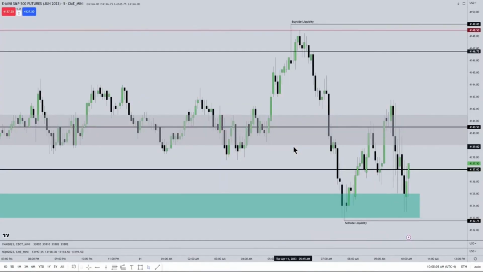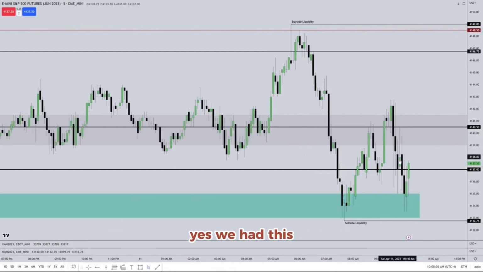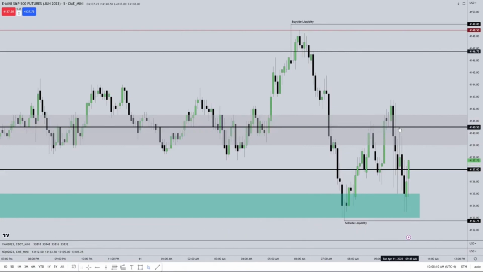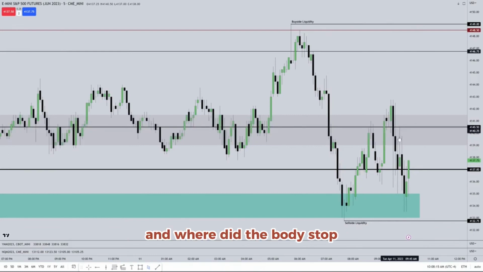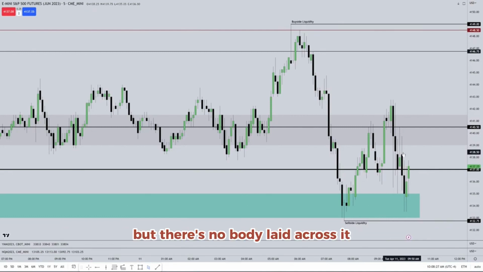Okay, so if you look right in here, that volume imbalance, yes, we had this run up here to the new week opening gap, not the present new week opening gap, but an old new week opening gap. Hit that as resistance, and where did the body stop? Below the volume imbalance. This candle here, we opened, we rallied up again. So we crossed over this volume imbalance 2 other times, but there's no body laid across it. So as long as there's no body laid across it, this will always act like a magnet.